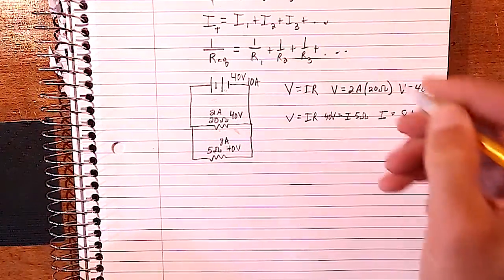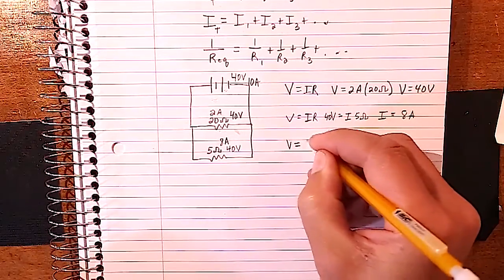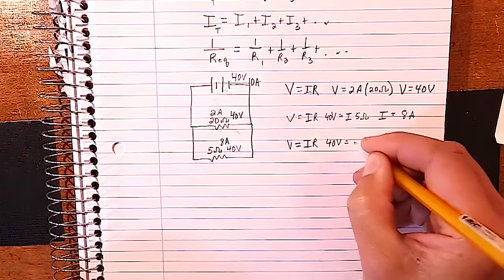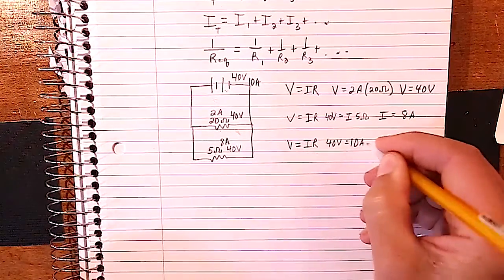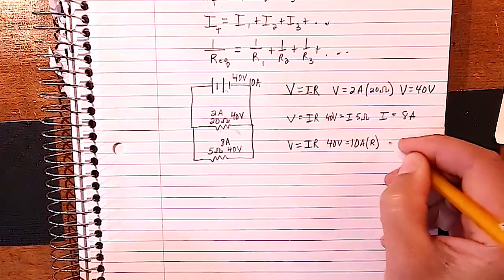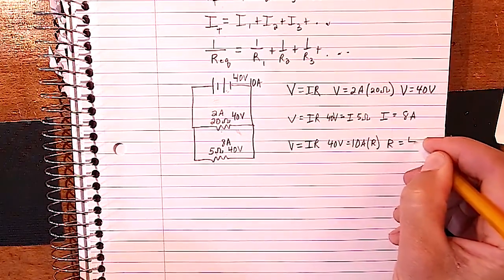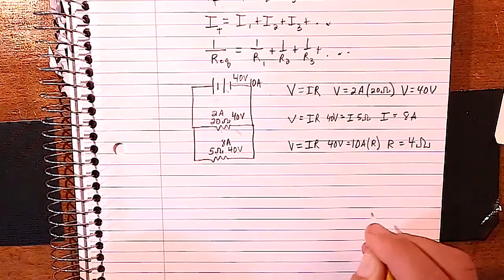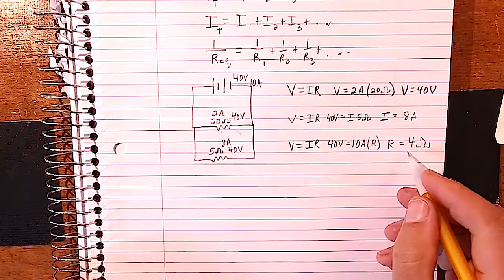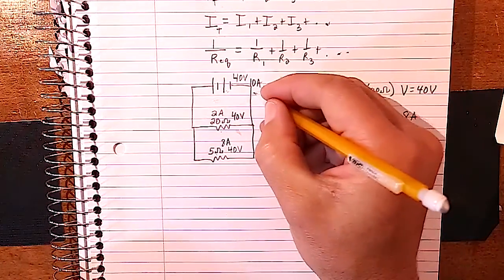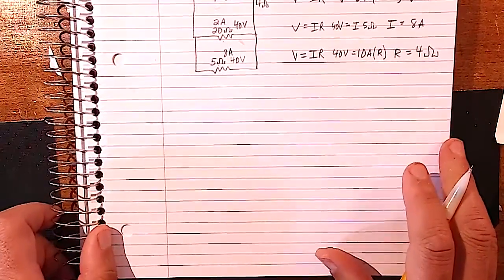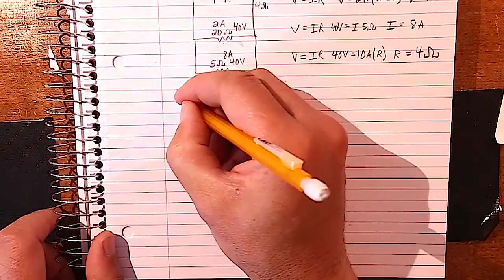So we have 10 amps. So we can do V = IR one more time and say that we have 40 volts is equal to 10 amps times R, which is what we're solving for. So R comes out to 4 ohms. Now, there's a way that we can verify this to show that this 4 ohms is actually the resistance up here. And we can do that by applying our resistance rule, which is tricky, and I'll show you how to do it.